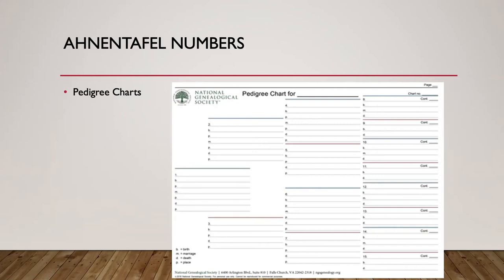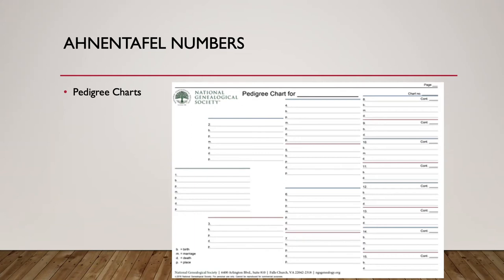2 to the 0 is 1. 2 to the 1st is 2. 2 to the 2nd is 4. 2 to the 3rd is 8. 2 to the 4th is 16. And that's your Y-DNA stream, or the names of the paternal, the direct paternal line. And then you can do the same thing on the female line, because it is all exponential. It is all a function of twos.